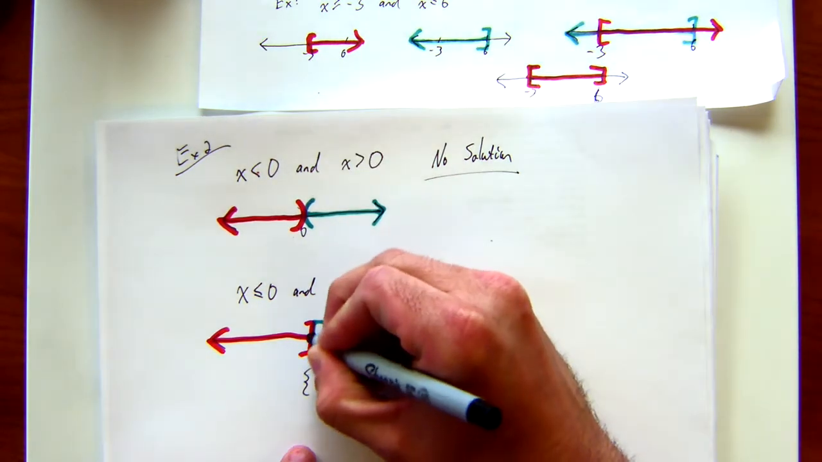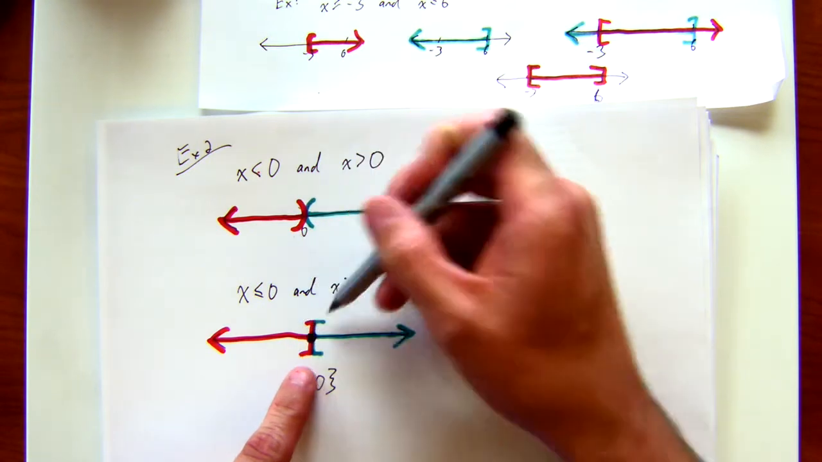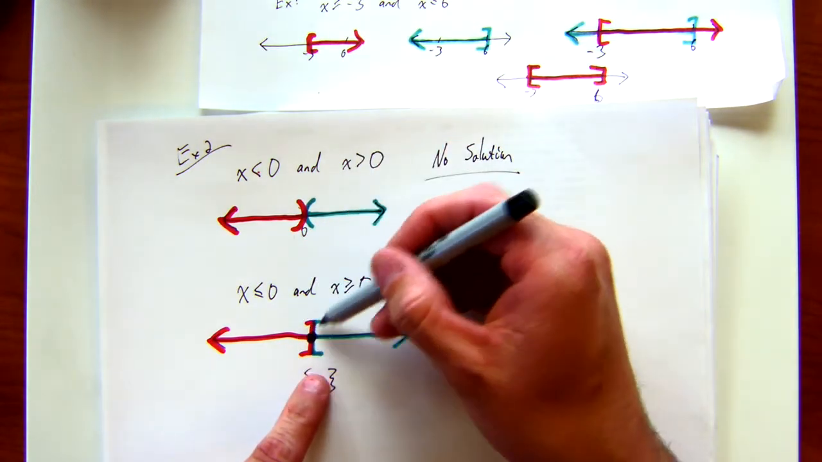Just that point 0. Because that point 0 is both included in the red, noted by this bracket, and included in the green, noted by this bracket.